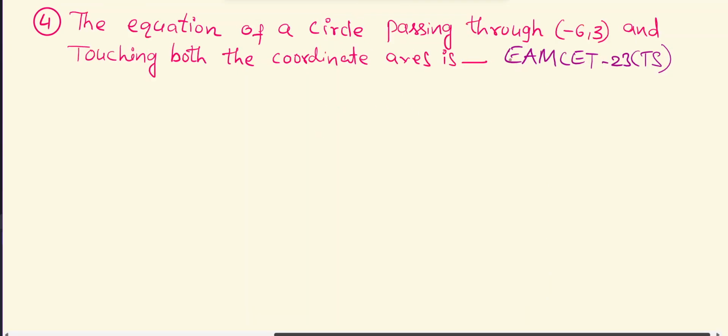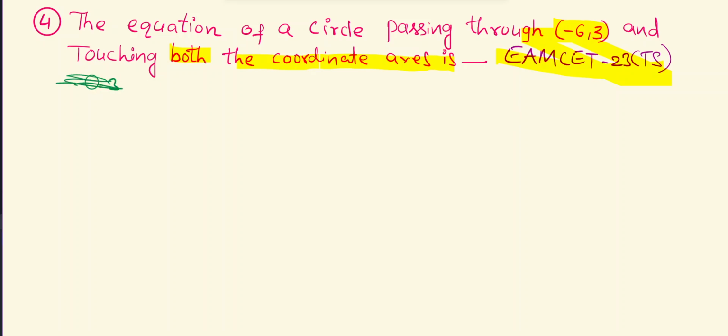This is the fourth question from circles. This is an Eapcet 23 question. Here it is given: the equation of the circle passing through minus 6 comma 3 and touching both the coordinate axes is dash. So the circle touches both the coordinate axes. Here the given point is minus 6 comma 3.